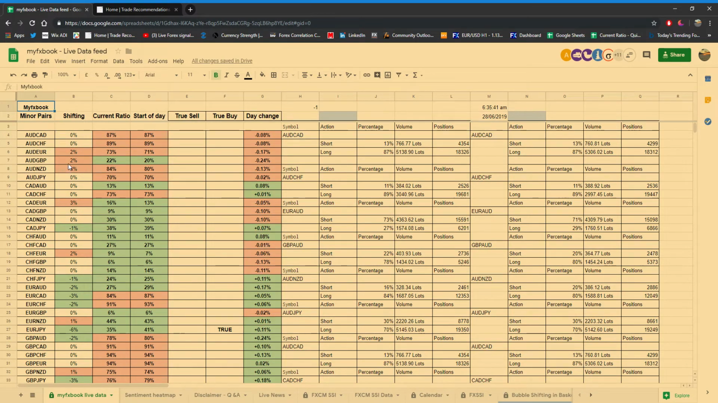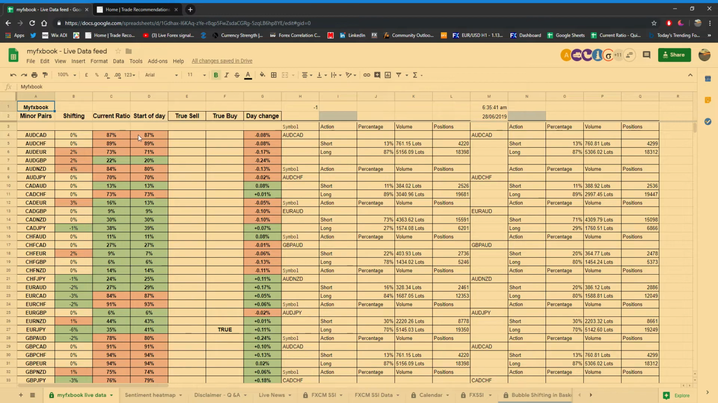This is how the signals are generated. We've got three conditions, so three cells. For example, the Australian dollar versus the Canadian dollar. At the start of the day, it was a sell. The current ratio is a sell, and the shifting is 0, so that wouldn't be a signal.